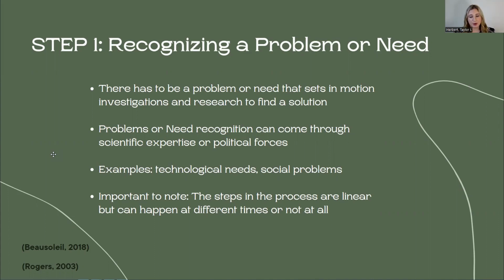So a problem or need can be something that someone recognizes through scientific expertise or political forces. It doesn't just have to come through what we know as basic research in a scientific field. It can come out of social problems as well. So things like policy changes and needs within societal problems.